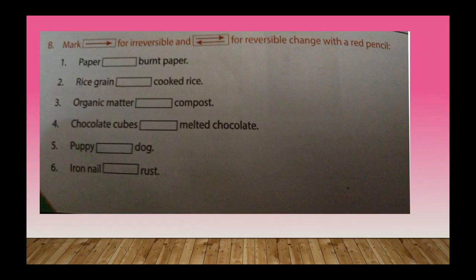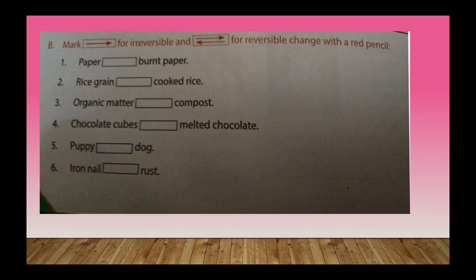Mark reversible and irreversible changes with a red pencil. If it is reversible, you put two arrow marks. If it is irreversible, you put one arrow mark in one direction, right? Paper becomes burnt paper. It's an irreversible process, so you put one arrow mark here. Rice grain, cooked rice. It's an irreversible process. Once the rice is cooked, we can't get the originality of the rice, so it's irreversible, so you put one arrow mark there. Organic matter, compost.